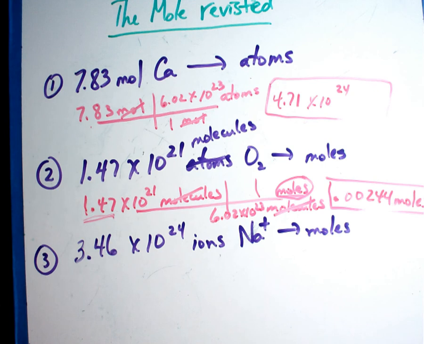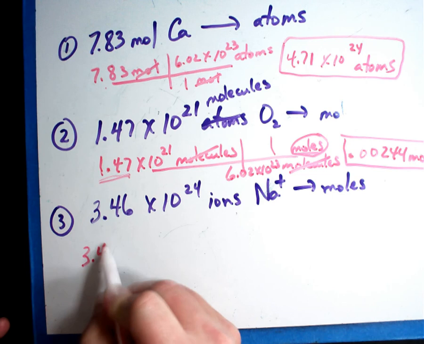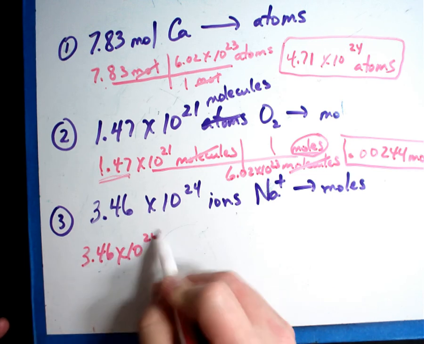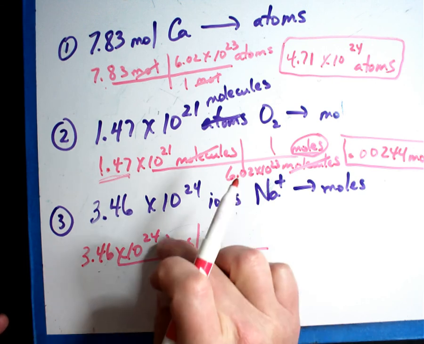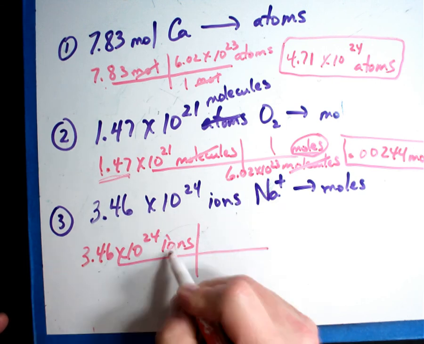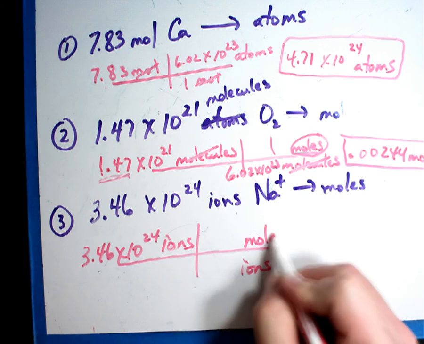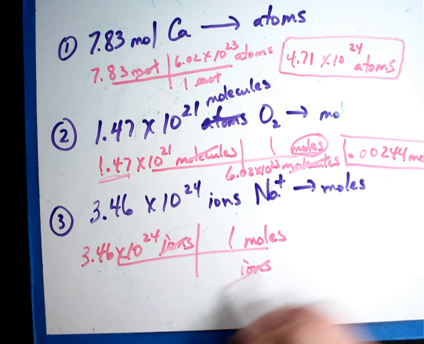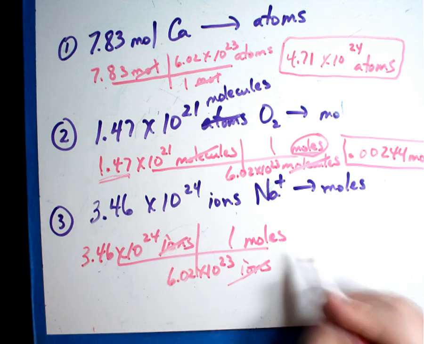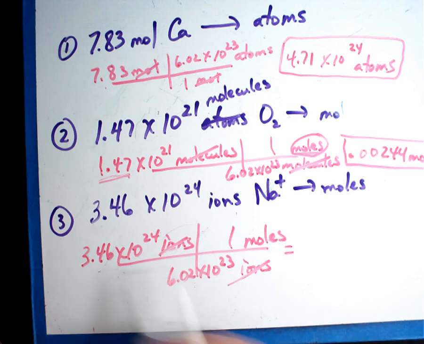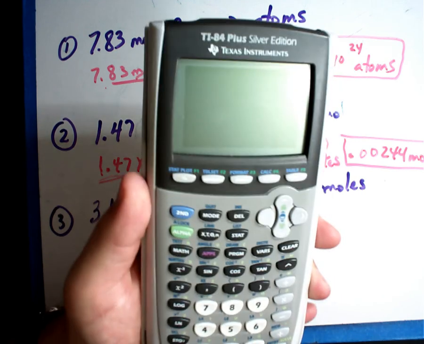If you've gotten this so far, you're doing great. Let's try the third example. 3.46 times 10 to the 24th ions. Remember, it's just a counting game, so it really doesn't matter if we're counting atoms, molecules, or ions. The same step is always true. Ions to moles. 1 mole, by definition, is going to be 6.02 times 10 to the 23rd. So again, it's going to be division, and I'm going to go 3 sig figs. Each of them happen to be this time 3 sig figs. They may not always be.